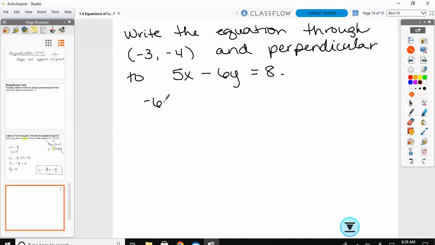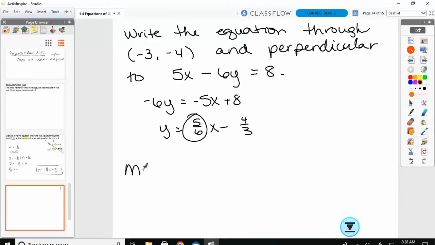Alright, so if we need the slope for this, we subtract over the 5x and divide by -6. So the slope of this line is 5/6 x minus 4/3. So my slope is 5/6. When I write the equation of my new line, what slope will I use? -6/5, because I want to be perpendicular. Then don't look at this anymore. That's all we need it for.